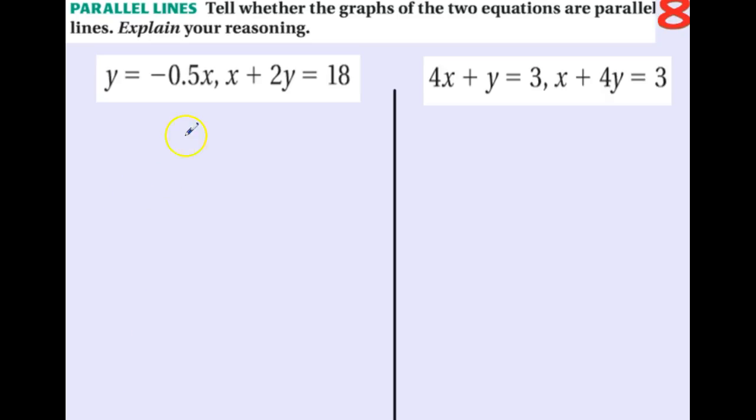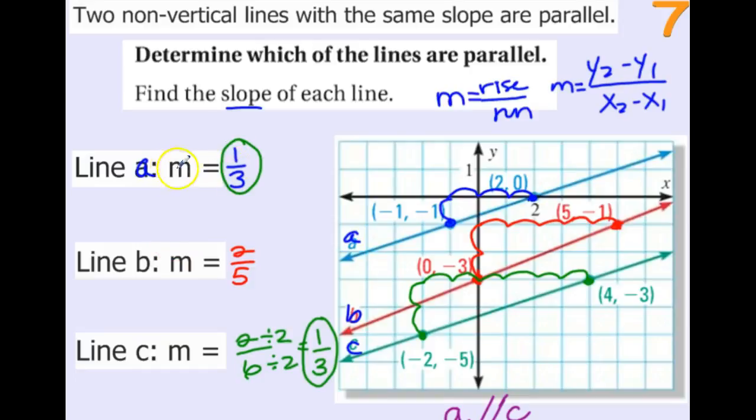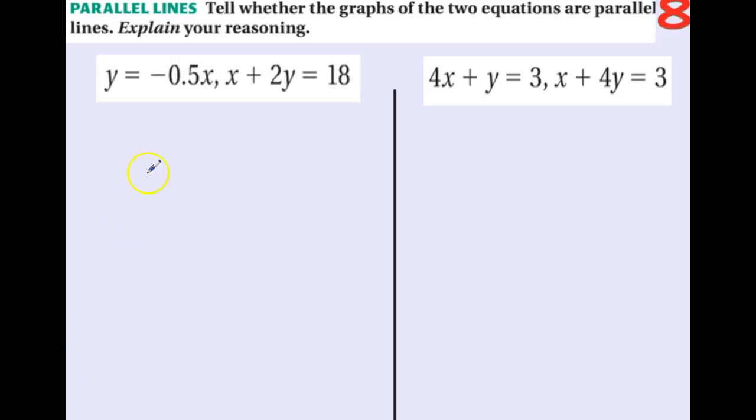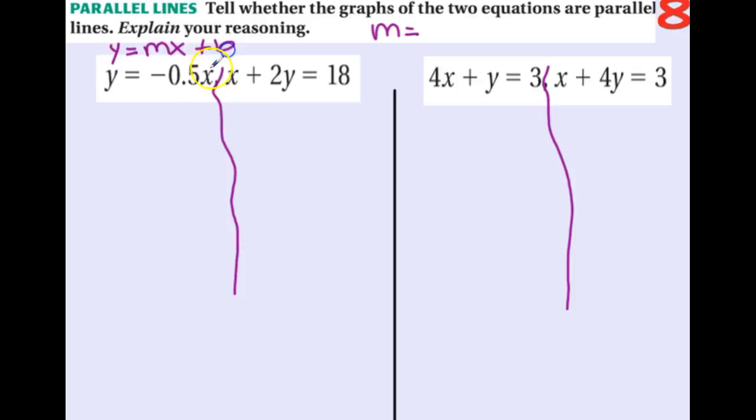Our last slide here, same thing. Tell whether the graphs are parallel and explain. Well, just like we did back here, we looked at their slope, our m. That's what we're going to do over here as well. Here's our comma between our two equations. If they have the same slope, they are parallel. So this one is already in the form y equals mx plus b. So in front of our x, our slope is -0.5.